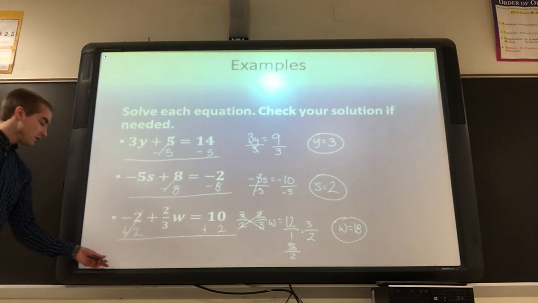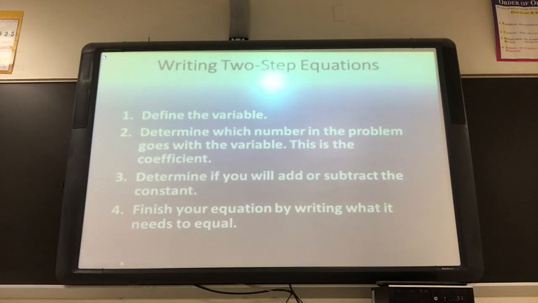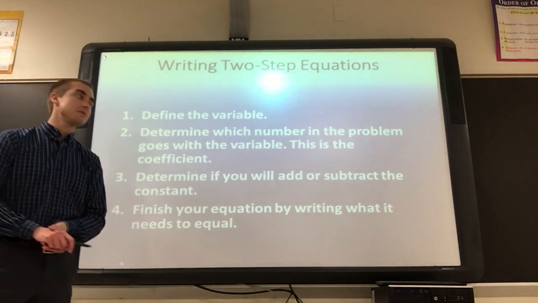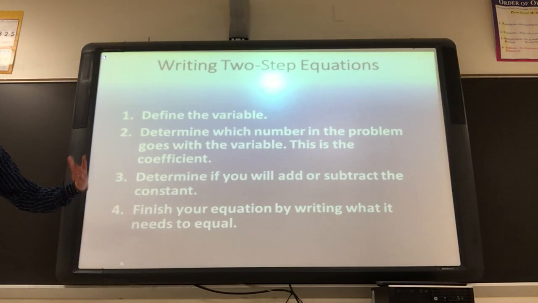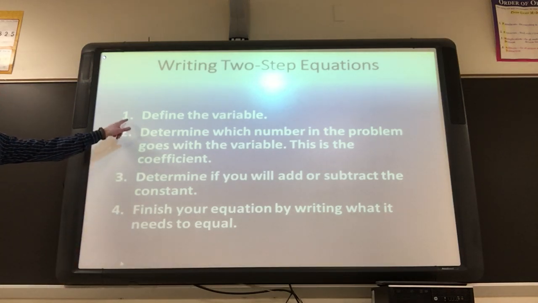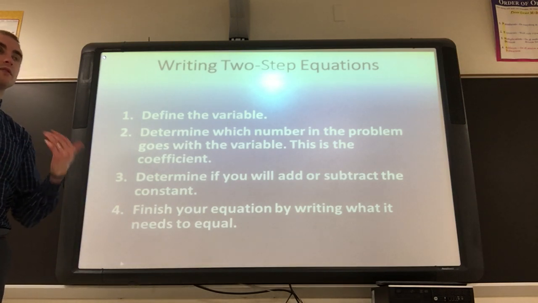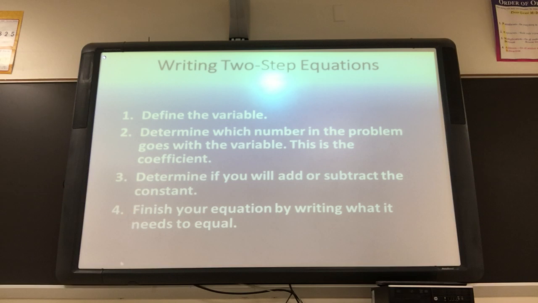So the last thing I want to look at is writing two-step equations, and there are 4 steps that we're going to take when writing two-step equations. As you're going to notice, these are very similar to what we talked about when writing one-step equations. They're just going to be an extra step involved because it's now a two-step equation. So step 1 stays the same. We still define the variable. Tell me what the variable is and what it represents.